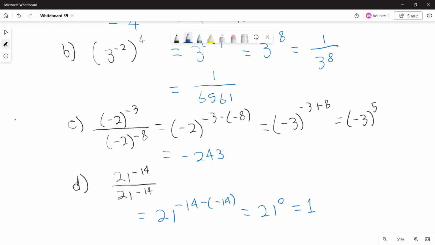Okay, so that's the first part of the section, or rules of exponent. The second part is going to be scientific notation, which we're going to cover next time.